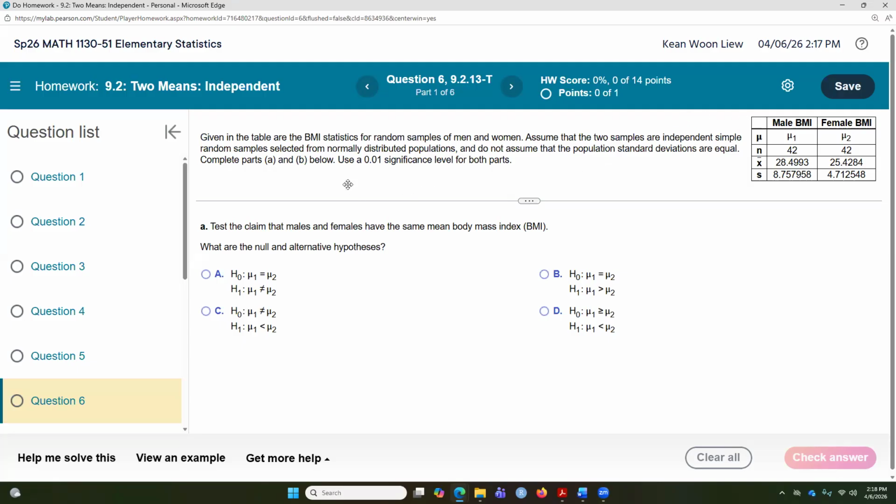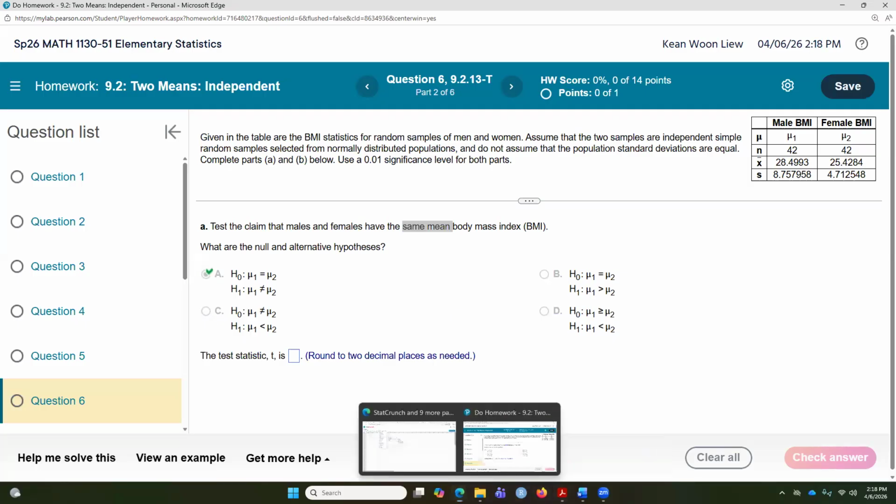So here is what the claim says. The claim statement says that the male and female have the same mean. Same mean means equal, so you will be doing equal and not equal to: mu1 equals mu2, and mu1 is not equal to mu2. And then the next thing is you have to find the test statistic. For these questions, you have to use StatCrunch.